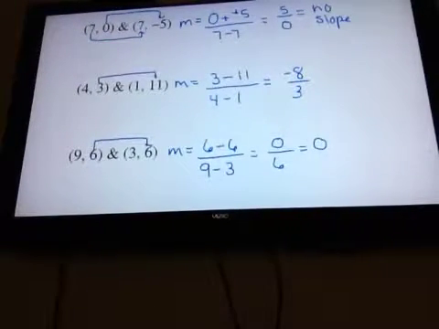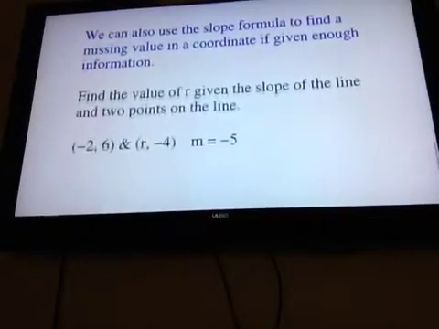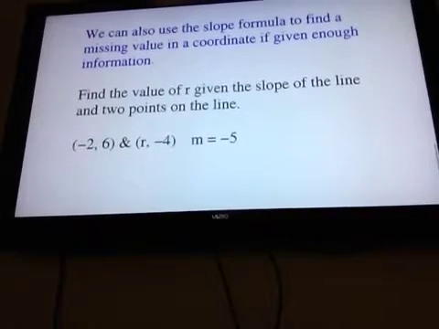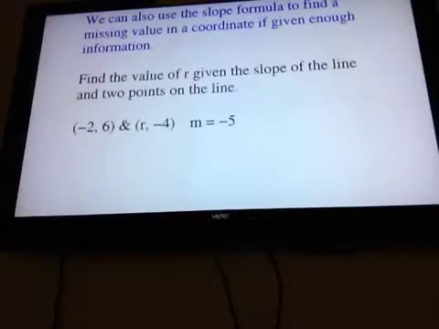Okay, we're going to take it now one step further. Because you're so smart, we can do that. I can use that formula in a little bit different way, well, it's actually using it the same way, but I'm using it in addition to another thing, okay? So we can use this slope formula to find a missing coordinate.